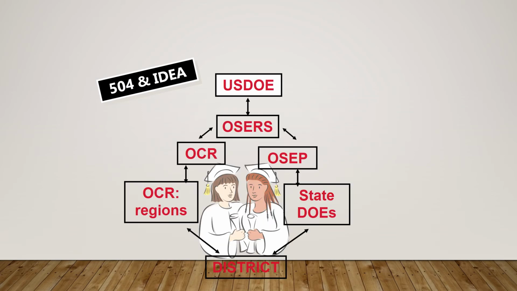The U.S. Department of Education is charged with implementing or executing 504 and IDEA. The USDOE's Office of Special Ed and Rehabilitative Services, OSERS, created both the Office for Civil Rights and the Office of Special Education Programs. From there, the responsibility and authority flows ultimately to the districts. How's that for some new acronyms?